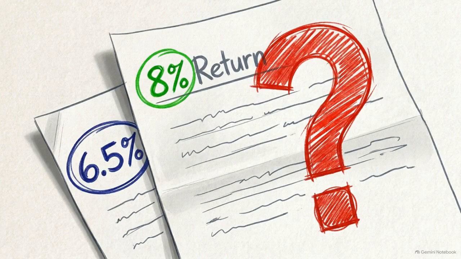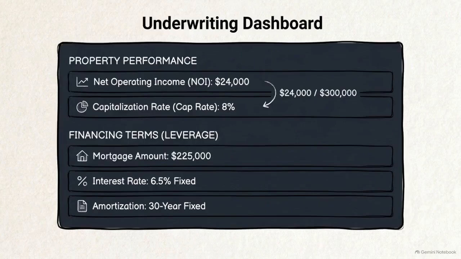A common misconception among newer investors is assuming a property has positive leverage simply because its capitalization rate is higher than the mortgage interest rate. Let's look at the $24,000 in net operating income. The unleveraged cap rate calculates to 8%. Now, assume the investor secures a $225,000 mortgage at a 6.5% fixed interest rate, amortized over 30 years.